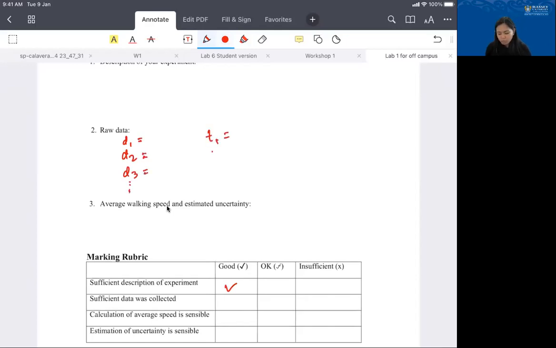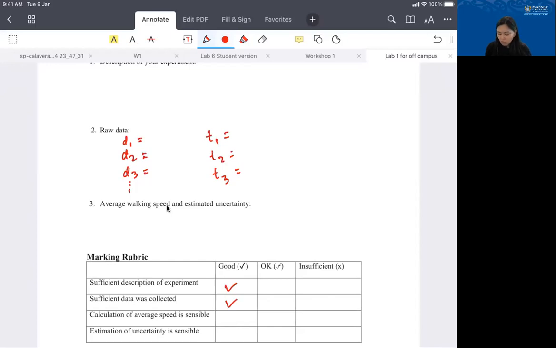Also, write down the times for those particular distances. I need to see that in order to verify whether your calculation for the speed is correct. So once you have your raw data there, then you should have full marks for the second criteria, sufficient data collected. Of course, if you've only put one measurement there, that's not sufficient, right? So I will need to see multiple measurements.